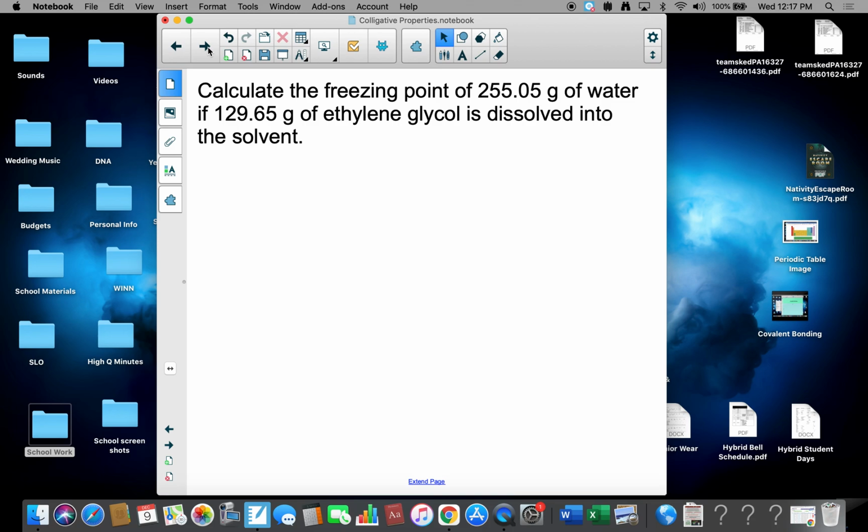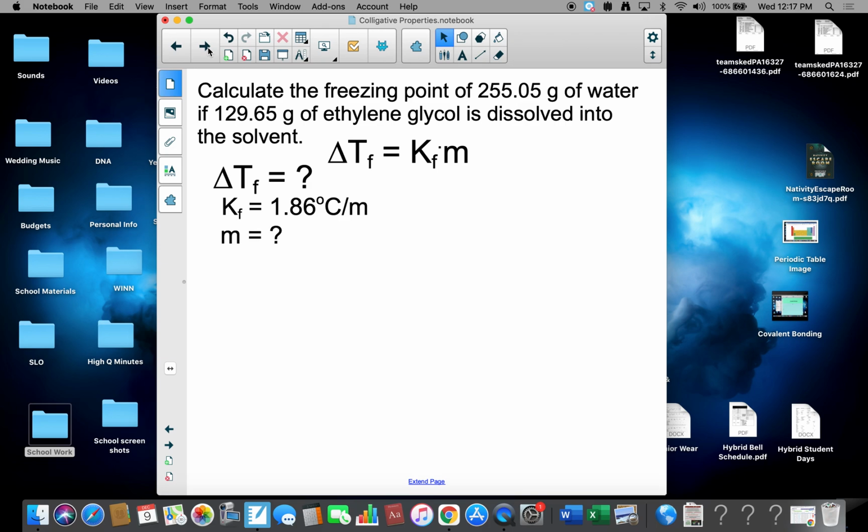Calculate the freezing point when 129.65 grams of ethylene glycol is dissolved into 255.05 grams of water. So water is my solvent, ethylene glycol is my solute. So delta T sub F is equal to K sub F times m. We know K sub F because it's water, the solvent, so it's 1.86 degrees Celsius per molal. And we don't know molality, so we're going to have to solve for it.